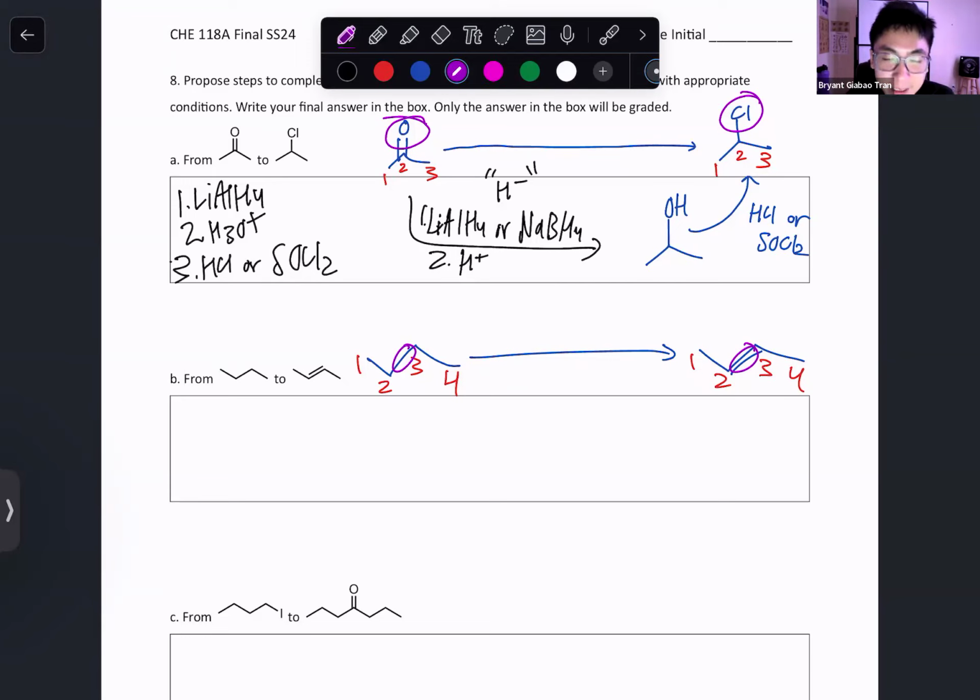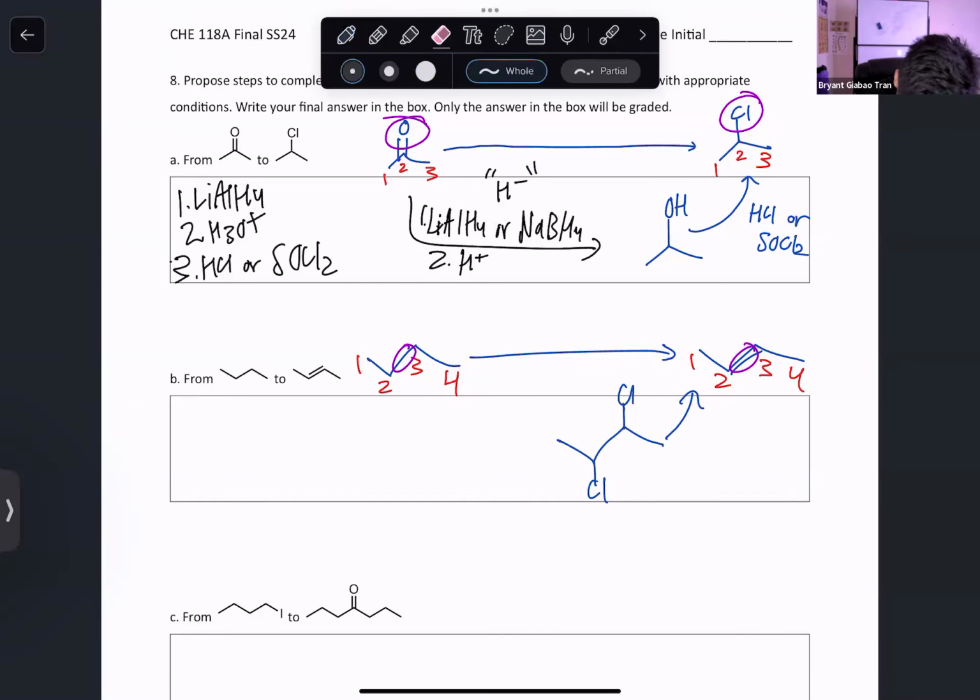Like SN2, SN1, E1, E2 reactions. What is the reactant? Like what's needed in that reactant? A good leaving group, right? So when we go backwards here, we can say that the good leaving group could be here or here, doesn't matter. Right?